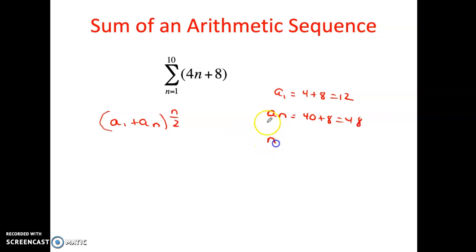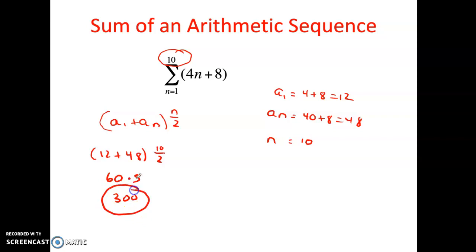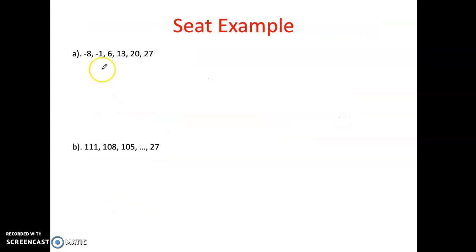And we need the number of items, which they tell us right there, because we're starting at 1, so we have 10 items. So just substitute that in. We're going to have 12 plus 48 times the quantity of 10 over 2. So we have 60 times 5, which is the sum of 300. So instead of writing all the numbers out and adding them, you could just use this simple formula. It could be in summation or it could be in a list.